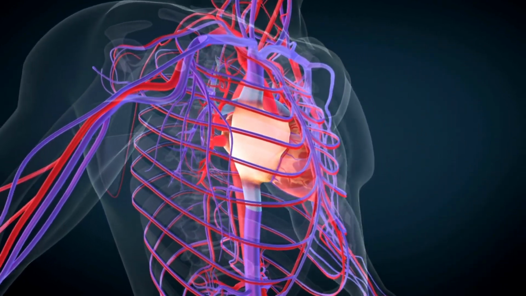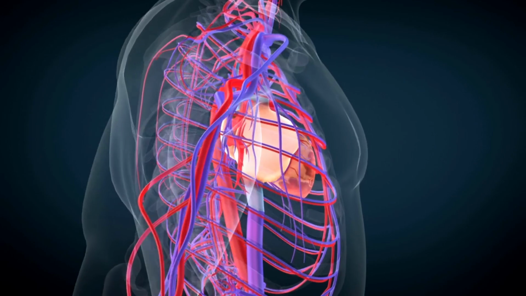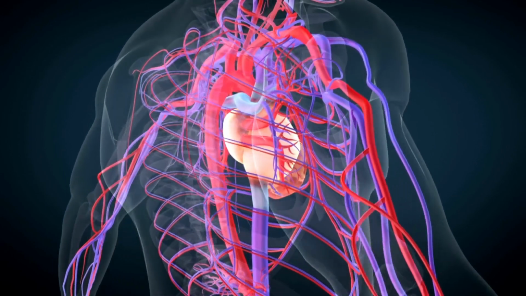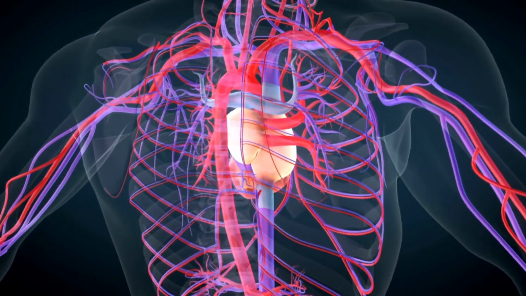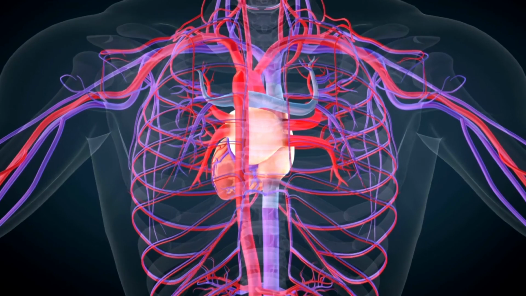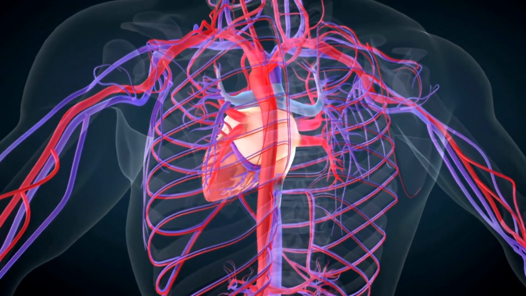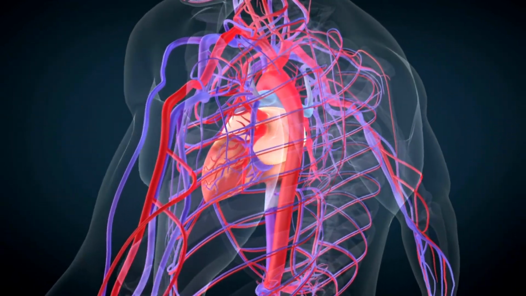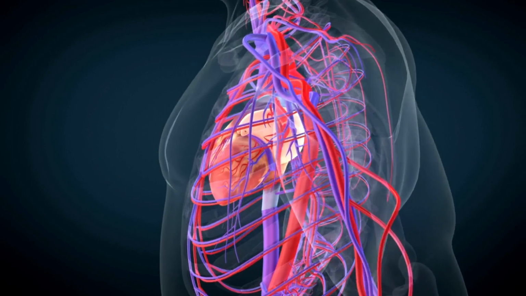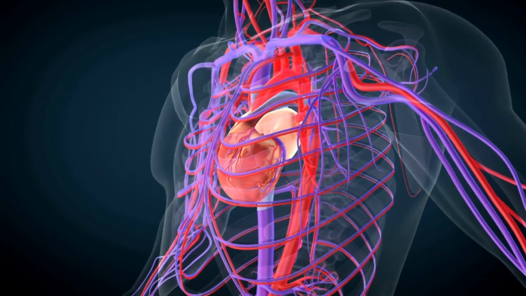Systemic circulation. This circuit carries oxygenated blood from the left side of the heart to the rest of the body. The oxygen and nutrients in the blood are delivered to tissues, and the blood then returns to the heart with waste products and carbon dioxide.